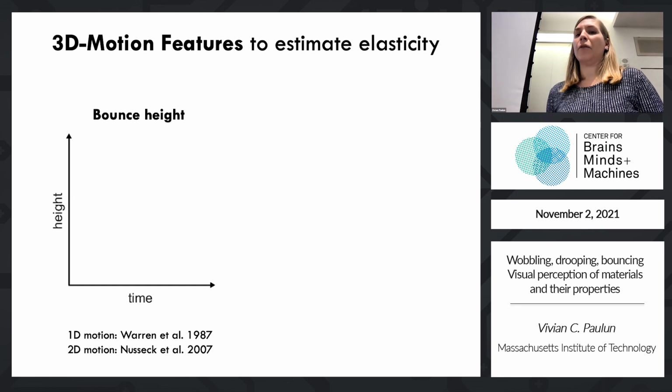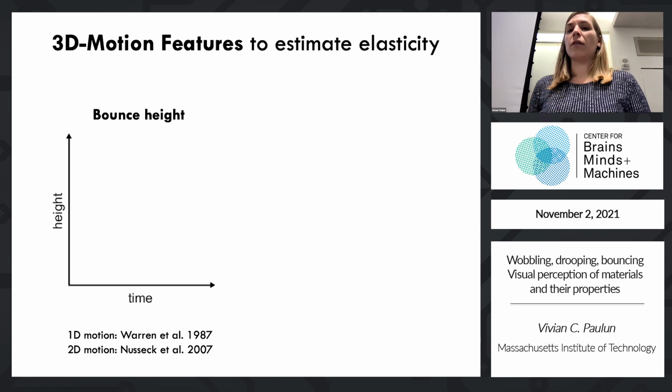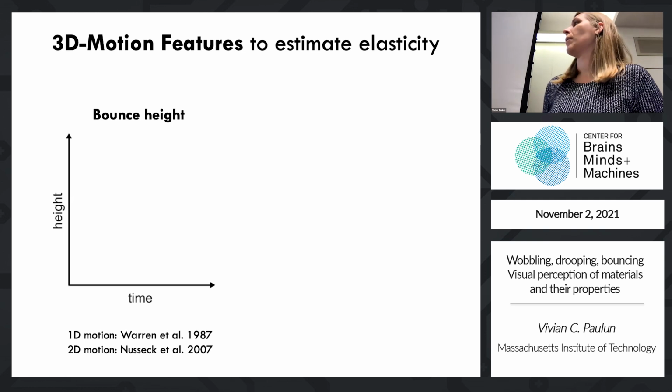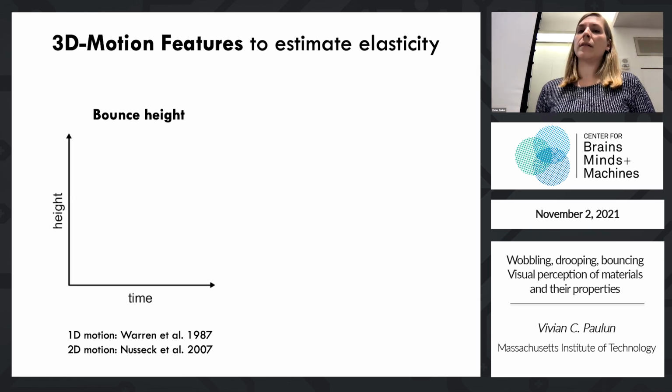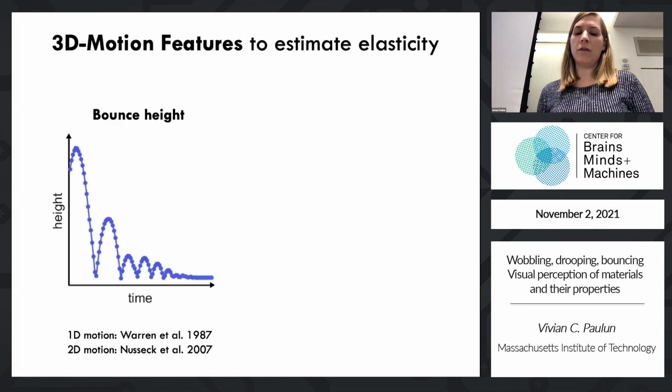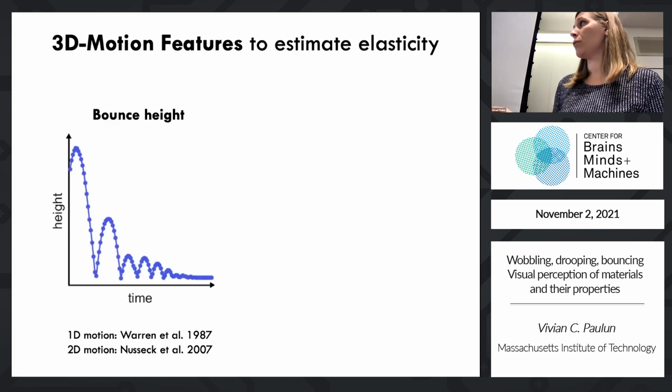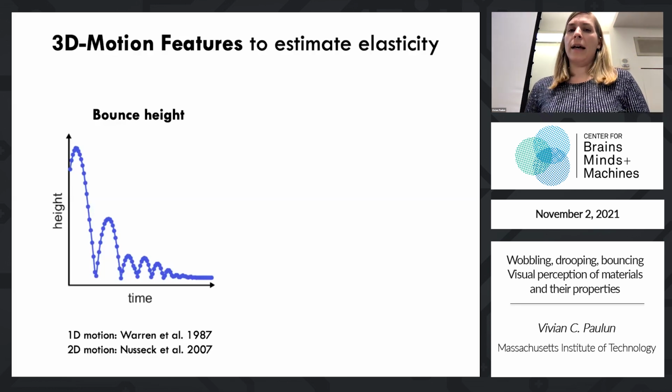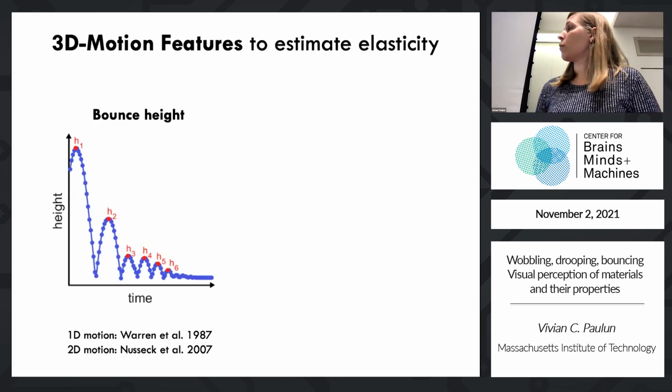So an obvious candidate for a visual feature of elasticity is bounce height. It's very close to the physical concept, the coefficient of restitution, and it has actually been suggested by previous work on elasticity, but they have only used much simpler 1 or 2D motion. And to see whether this plays a role in our experiment, we can now take our simulations, of which we have ground truth data, and look at how the height of one example cube changes over time. And we can determine the bounce heights. That's what you see in red here.